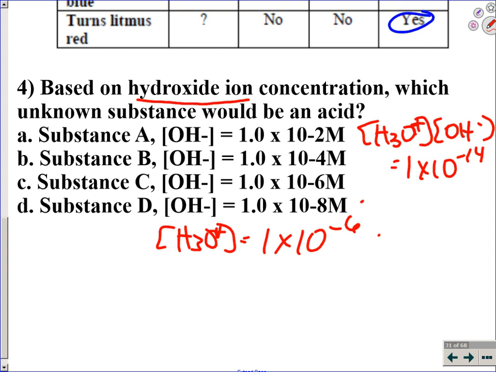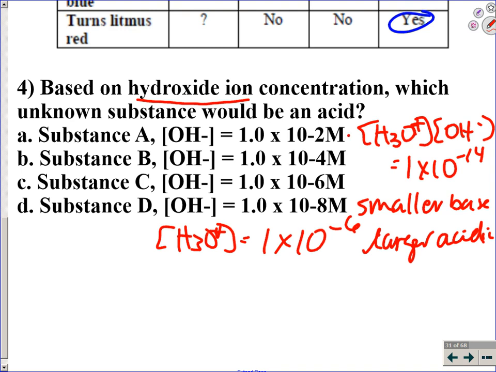I know it's scientific notation, but you guys are well past this in math. You can do this. Negative 8 is smaller than negative 6, so this is a smaller quantity of base and a larger quantity of the acidic ion. Therefore, this should be the acidic one. What's the hydronium in this solution?